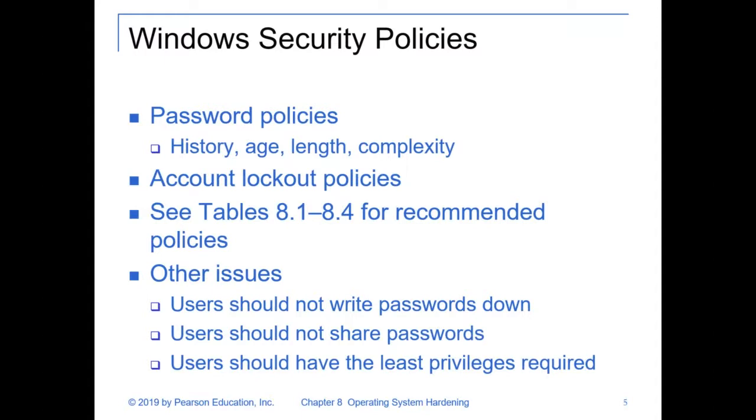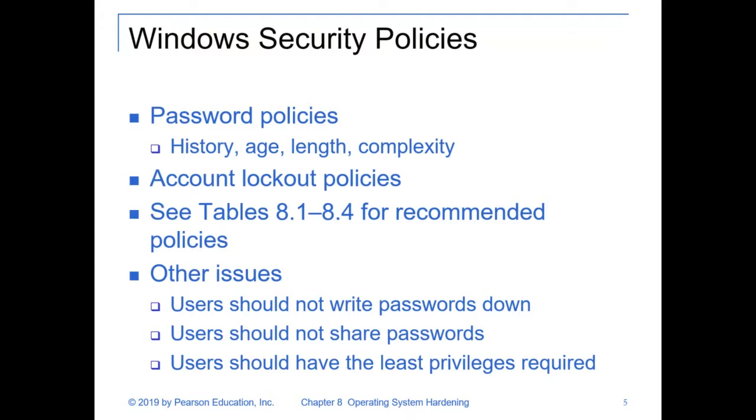Some other settings you need to look at are your Windows security policies, maybe a password policy where you have the history, the age, the length, and the complexity of the passwords set. Also set account lockout policies, because these policies determine how many times a user can try to log in, and how long to lock them out after unsuccessful attempts. You can see tables 8.1 through 8.4 for recommended policies in your textbooks.